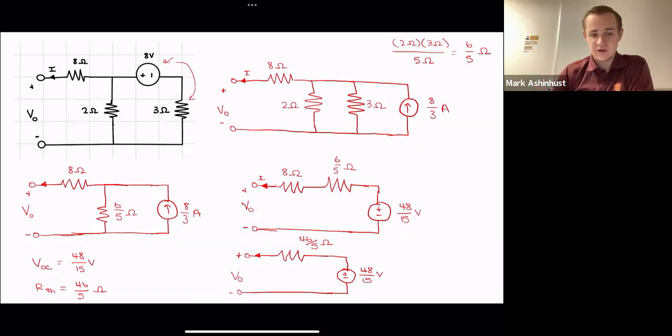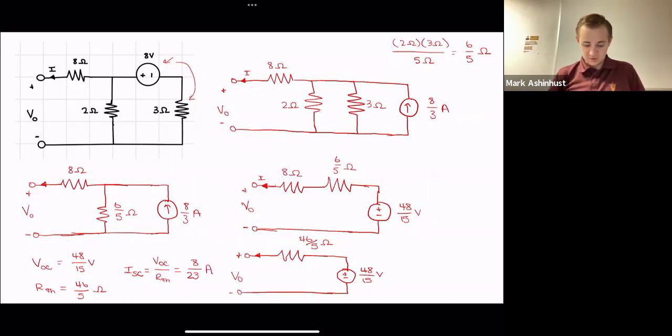Now, we can find our ISC from this. ISC equals VOC over RTH, which in this case is going to give us 8 over 23 amps. Just making sure that's right. Yep.